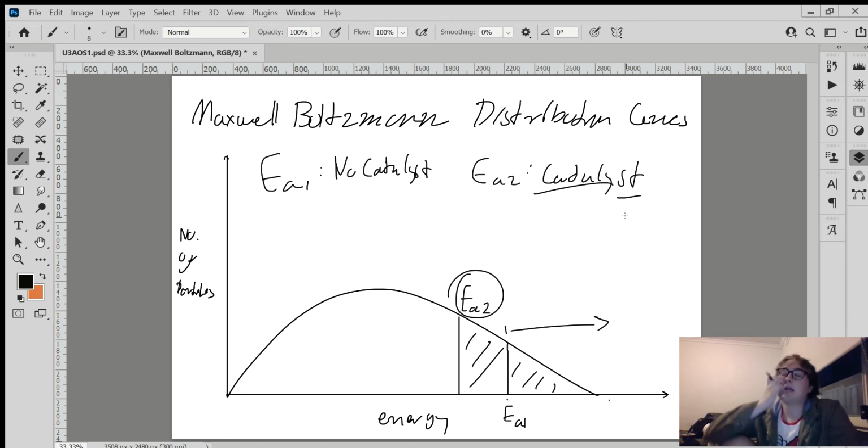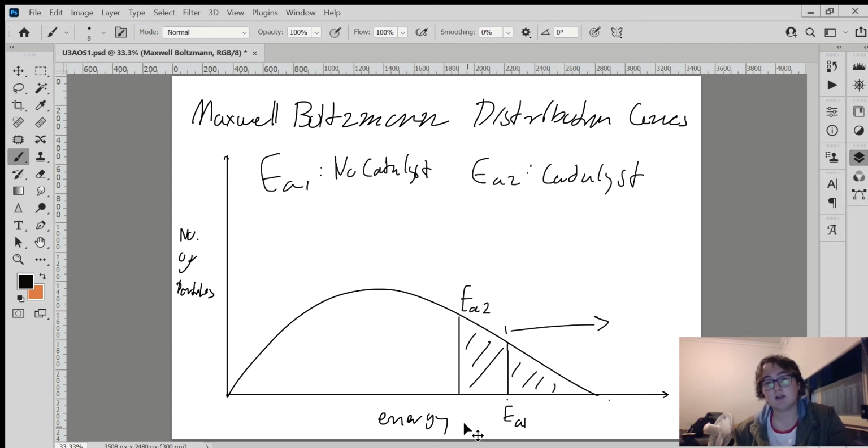Now, if you remember, catalysts actually lower the activation energy, which means particles have to have less energy to react. So the shape of the curve doesn't change. The particles all have the same amount of energy. It's just that it takes less of it, so more of them are eligible for a reaction.